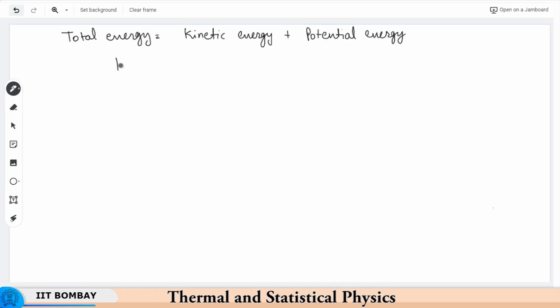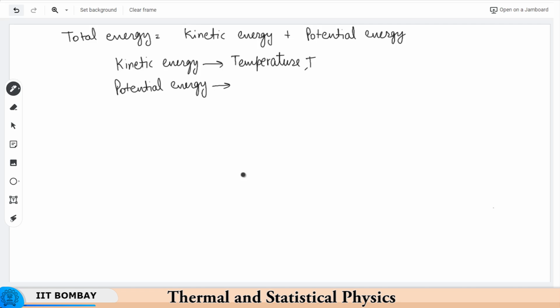So the kinetic energy is a consequence of temperature T, but on the other hand potential energy is due to two molecules interacting with each other.